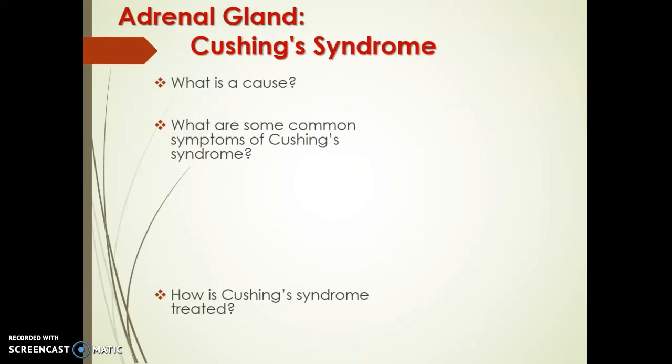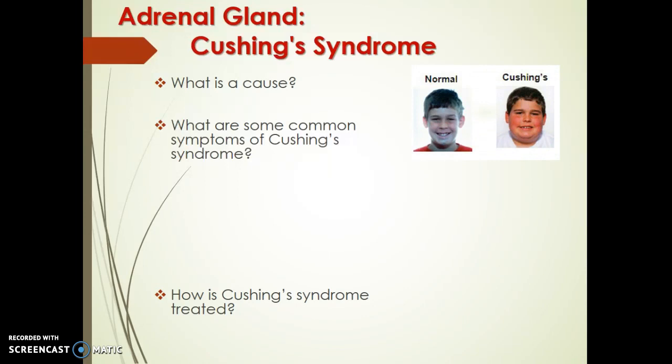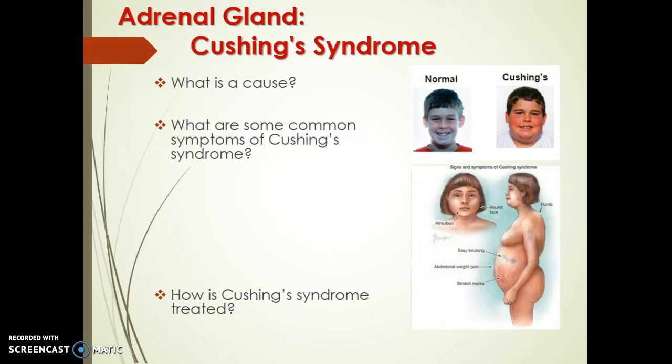The next one we're going to talk about that has to do with the adrenal gland, or a disorder that has to do with the adrenal gland, is called Cushing syndrome. The cause of Cushing syndrome, here's some pictures to help you understand it. Typically, these patients will look very different. They'll start out looking fairly normal, and then they'll develop into this really round moon face, gaining a little bit of weight with it as well.